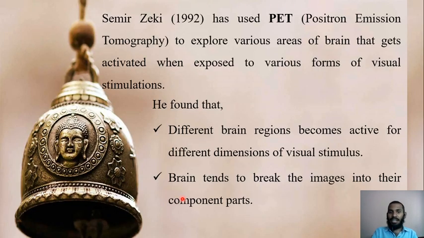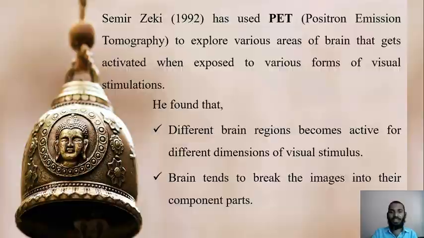Please remember, this is a study by Zeki in 1992. He used PET, that is positron emission tomography, to explore various areas of the brain that get activated when exposed to various forms of visual stimulus. And he found that different brain regions become active for different dimensions of visual stimulus. The brain tends to break the images into component parts.